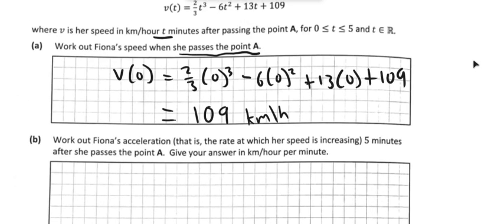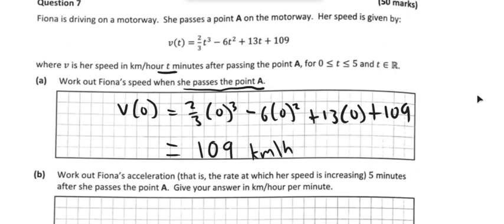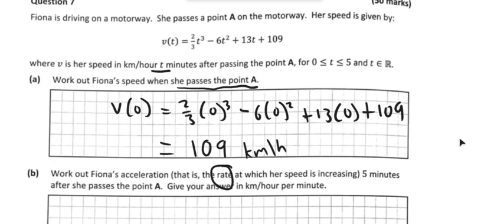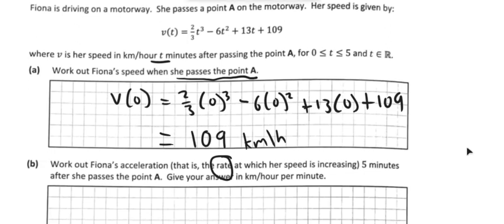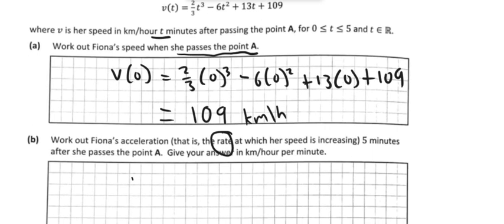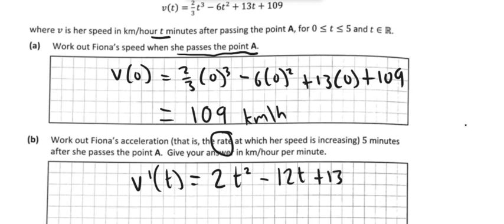Right, so part B, work out the acceleration. That's the rate. So the rate is important here. Hopefully you know that when you see rate, it'll mean that you'll be differentiating. So the rate at which her speed is increasing 5 minutes after she passes the point A. We'll be subbing in 5 here, but we just need to differentiate the function first. So v dash t will be reduced down the power by 1 and multiplied. So that'll be 3 multiplied by 2 over 3, which will give you 2t, and then reduce down the power, squared. Minus 12t plus 13.